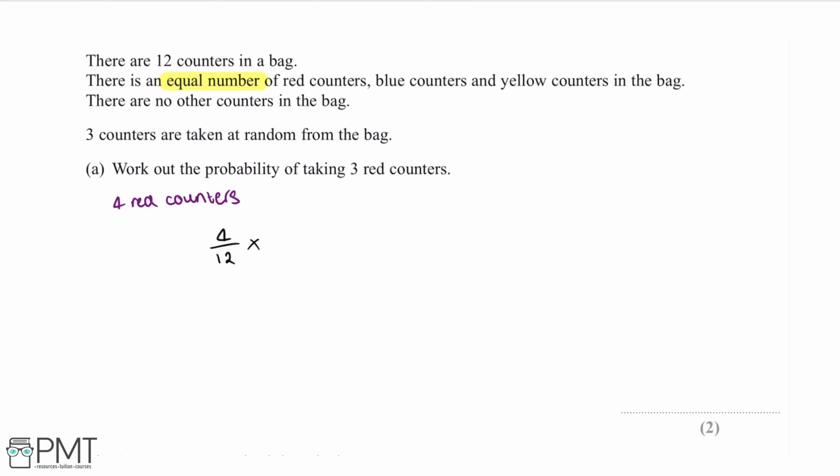So assuming that we've just taken 1 red counter out of the bag, this means there will only be 3 red counters left in the bag. And if we've taken 1 away from the total, this means there will be 11 counters left in the bag. Now again we can assume that we've taken 2 red counters out of the bag, meaning there will only be 2 red counters left out of a total of 10 in the bag. And if we put this calculation into our calculator, this gives us a probability of 1 over 55.